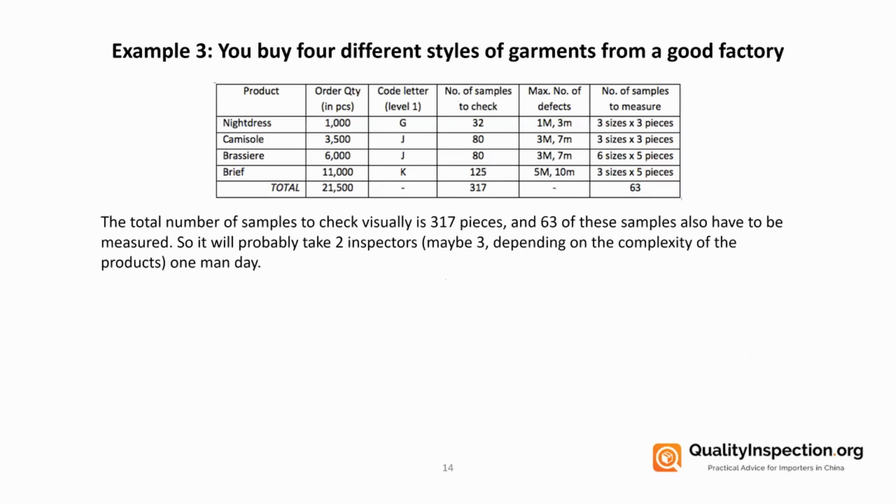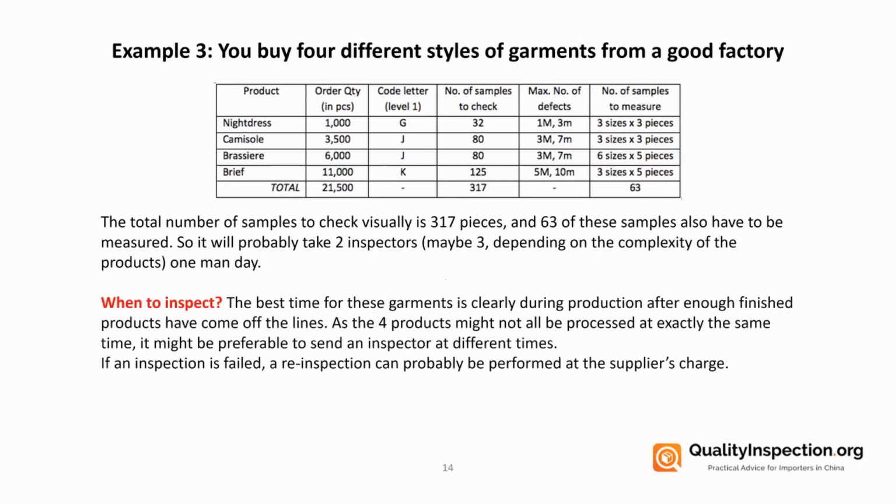Based on the different quantities and code letters that we're seeing in the AQL tables, there are 317 pieces in total, including the different types of clothing. And 63 of those samples also should be measured individually. It will probably take 2 inspectors, perhaps 3, 1 man day to do this inspection.